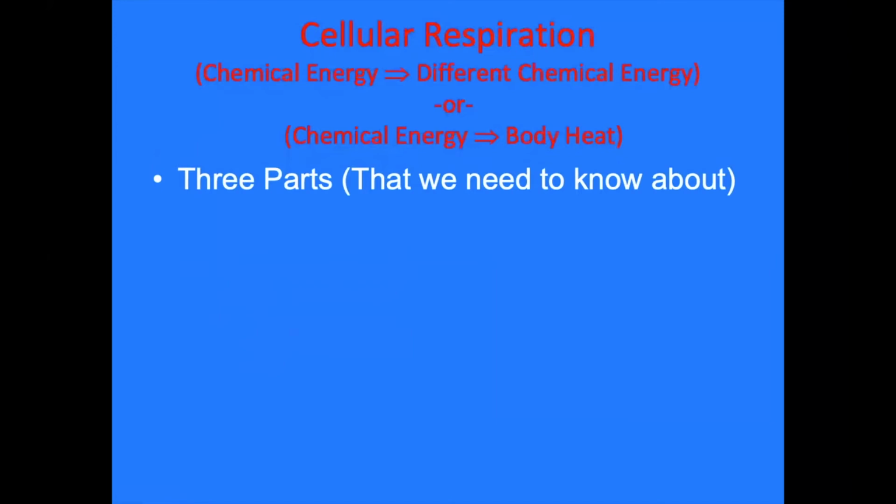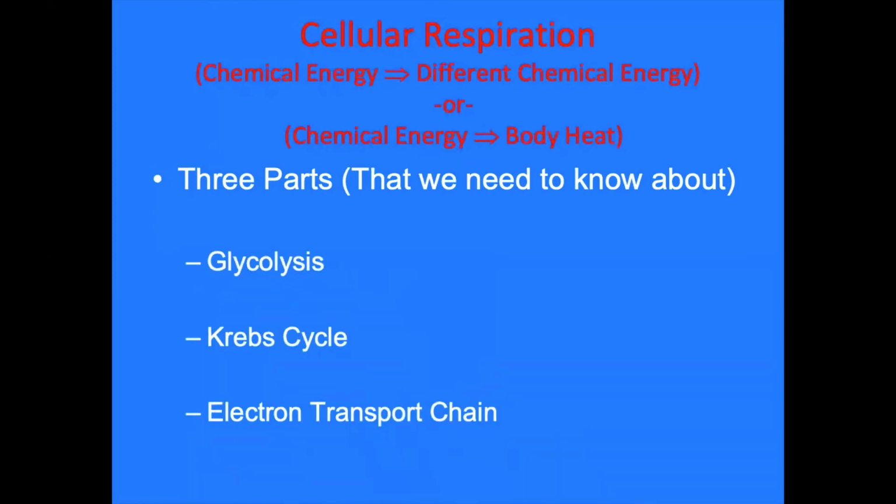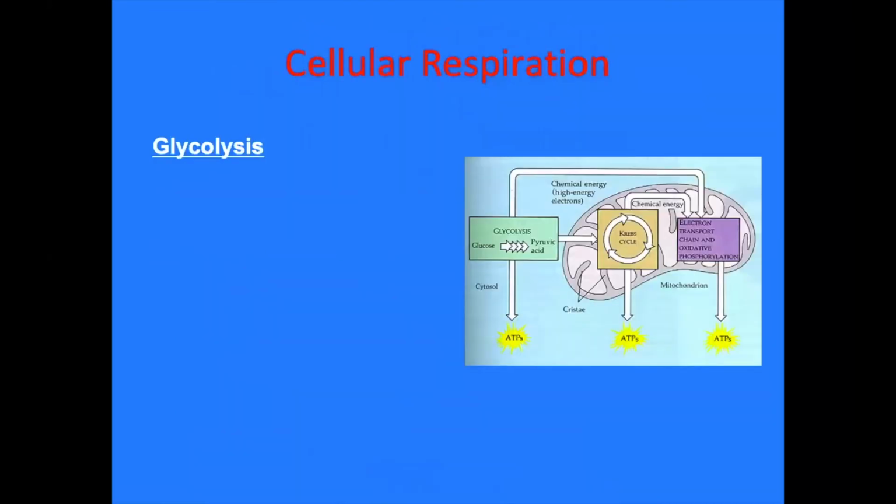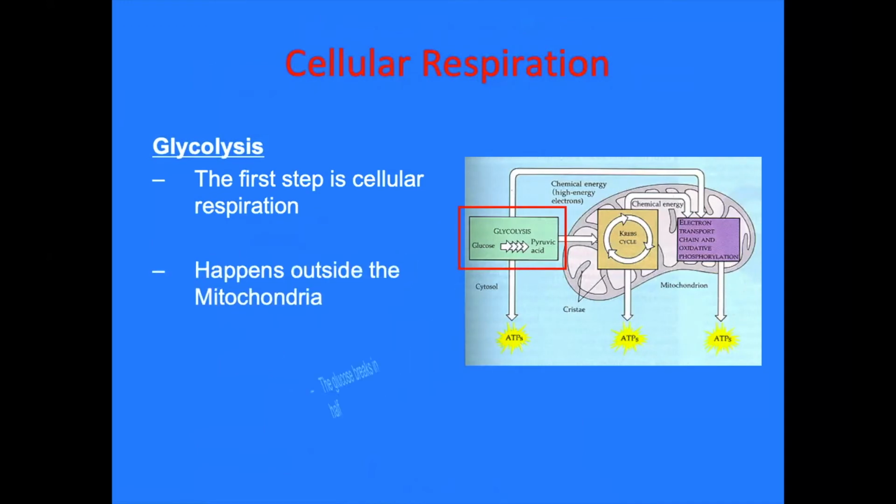It's actually going to happen in a whole bunch of different steps that we do not even have time to go over, so I'm lumping it into three different sections: glycolysis, Krebs cycle, and the electron transport chain. So let's start with glycolysis. That is going to actually happen outside of the mitochondria. That's our first step here.